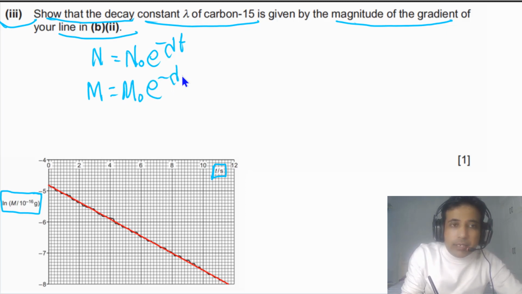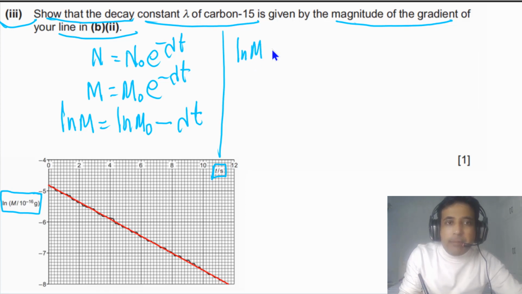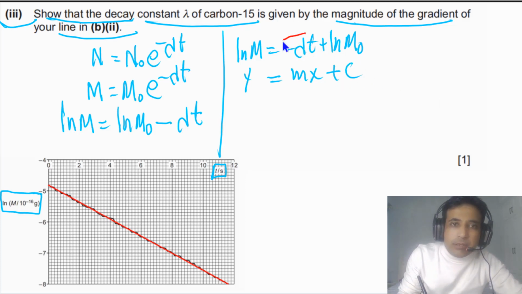Now we need to take the natural log on both sides. So ln m will be equal to ln m0 minus λt. If we rearrange this, ln m is equal to minus λt plus ln m0. If we compare this with the straight line equation, y = mx + c, we can simply say the gradient is equal to minus λ, negative lambda.